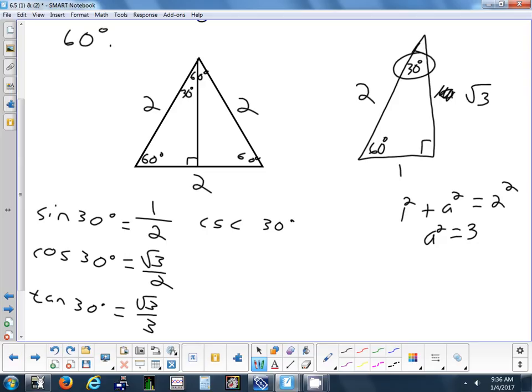Okay, John, how about my cosecant? That's going to be 2 over 1. How about Bria, my secant? It would be 2 square roots of 3 over 3. Perfect. 2 square roots of 3 over 3. And the cotangent would be square root 3.